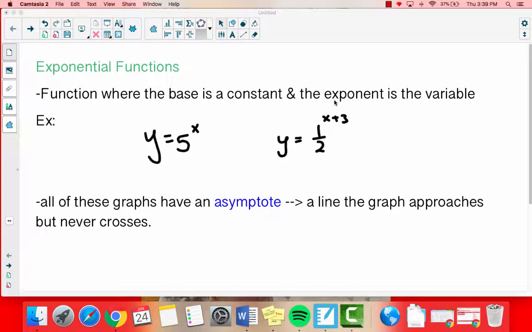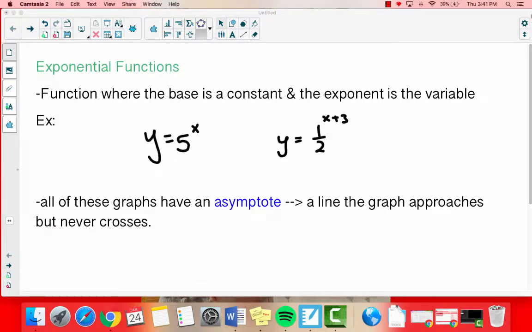When we talk about the graphs of these functions, we're actually going to have two kinds. We're going to have exponential growth and exponential decay, but both forms of these graphs will have what we call an asymptote, and that's what I have here in blue. An asymptote is just a line that the graph will approach but never cross, and I usually will draw those as dotted lines, so just be aware that you're going to have the graph of the function itself as well as a dotted line in your final answer.